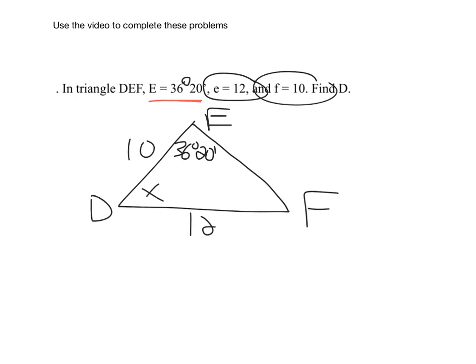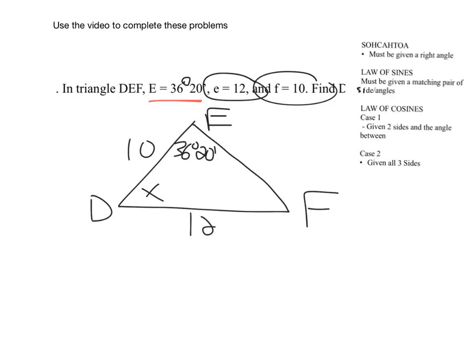Well, if we go through our checklist of rules, SOHCAHTOA can only be used if we were given a right angle, and we weren't, so that's not what we're using. The law of sines is when you are given a matching pair of side angles. And that looks like what we have going on here. Here we're given angle E, and we're given side E. So here, since we have the matching pair of E's, we're going to use the law of sines.